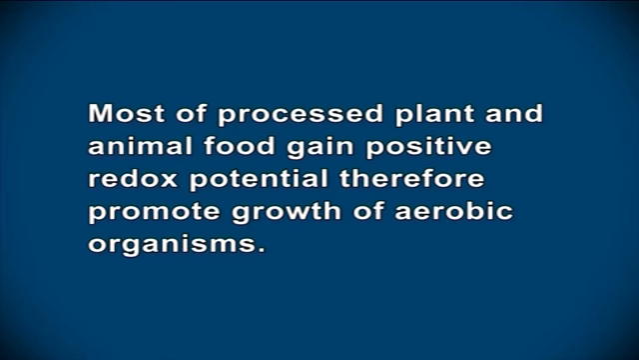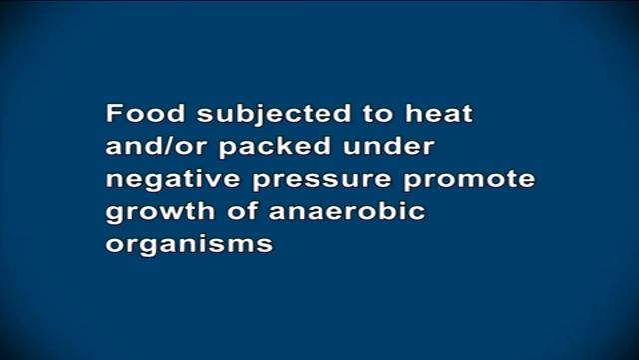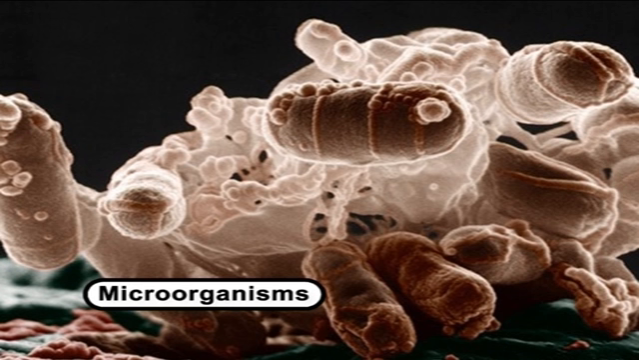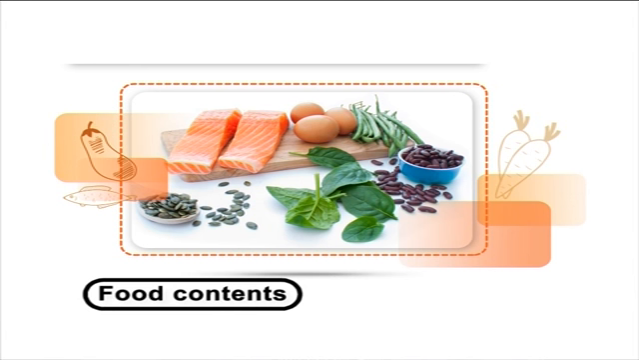Most processed plant and animal foods gain positive redox potential, therefore promoting growth of aerobic organisms. Food subjected to heat and packed under negative pressure promotes growth of anaerobic organisms. Microorganisms growing in food may create different redox potential states depending on their oxygen requirement and redox changes they bring about in food contents. Quality of processed foods in terms of redox status depends on the changes brought about by processing methods, type of microorganisms, and chemical changes.